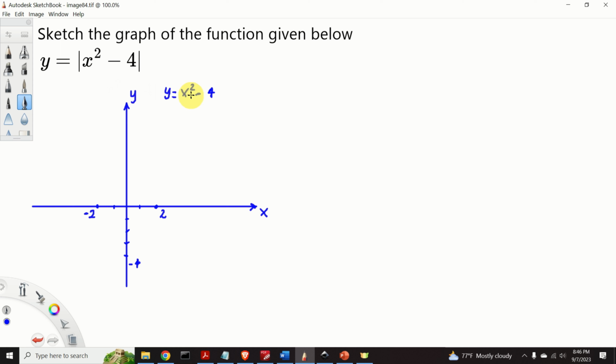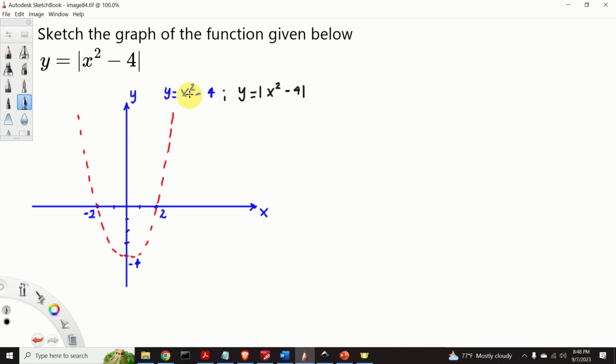And let's sketch the function x squared minus 4. I will use dashed lines. Here's the function. It is a parabolic function that looks like this. We know that the function is oriented like this since x squared is positive. That is, we have here plus sign. Okay. Now we are ready to sketch the function absolute value of x squared minus 4.